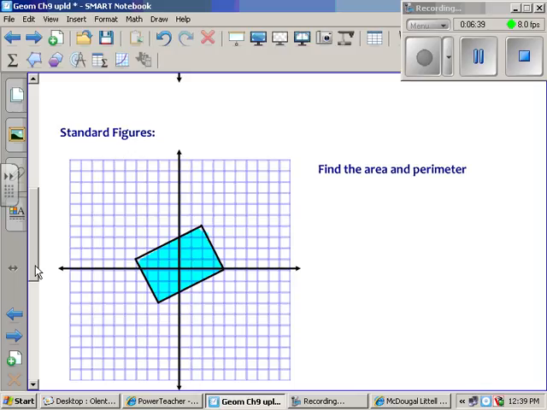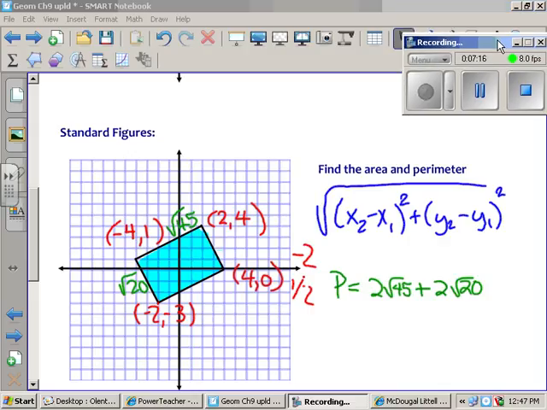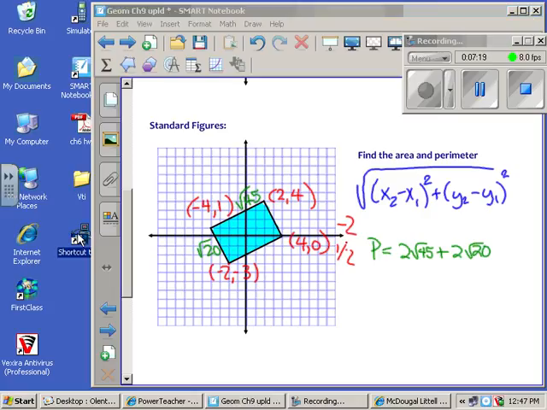So let me give you the points, because I know they're hard to see from the back. This is 2, 4. This is 4, 0. This is -2, -3. And this is -4, 1. All right. So check on the slope. Tell me if it's a rectangle or not. So it's at that point that I want to calculate the area. So plug it in the calculator.